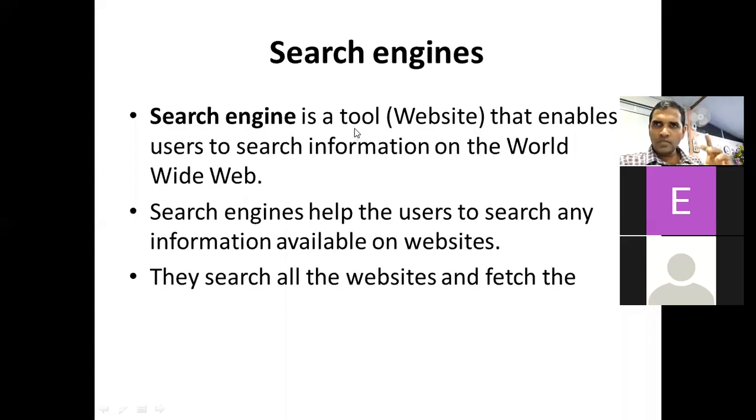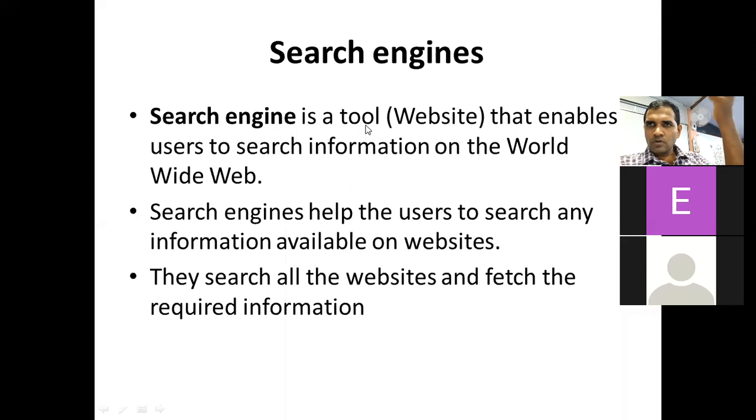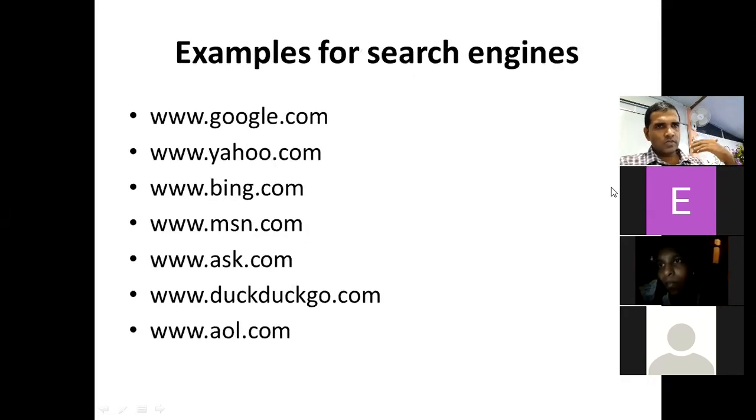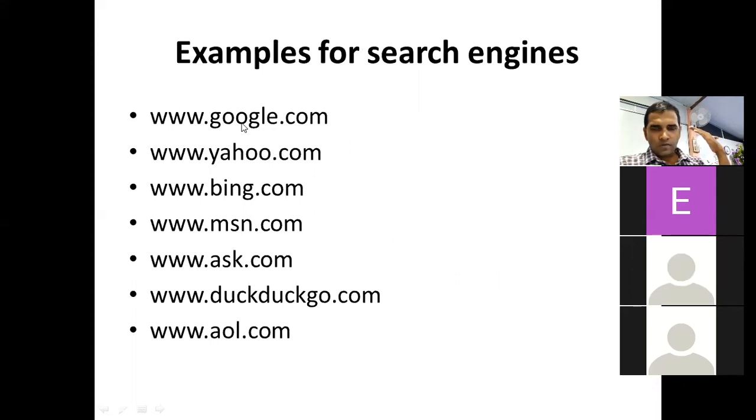Search engines are websites. They go through all the websites, right? They go through the www and find the expected result. Okay, so there are so many search engines used, right? We have google.com, we have yahoo.com, we have bing.com, MSN, Ask, duckduckgo.com, and AOL.com. At least remember the first four, right? If you can't remember all these things, at least remember the first four. They can be asked in exams. Of course, they were asked in the past, not once, many times, right?